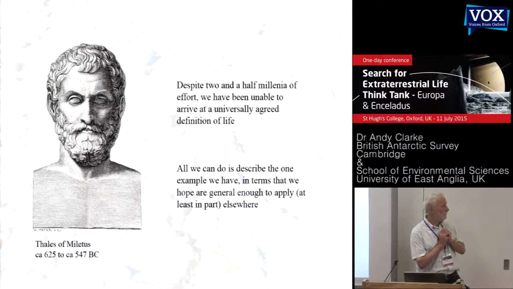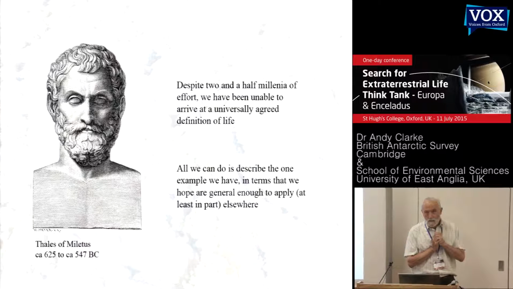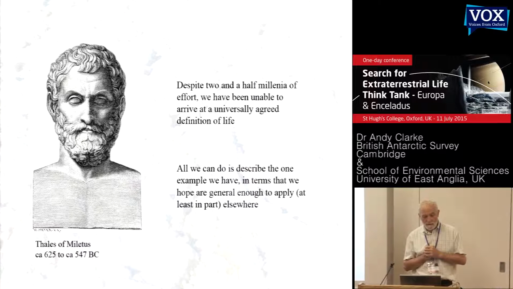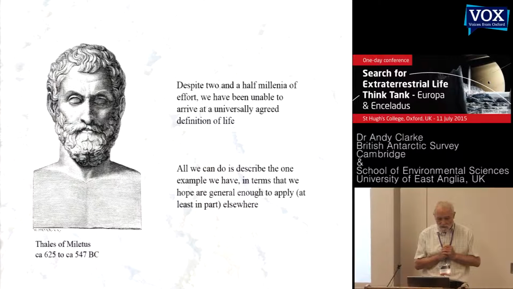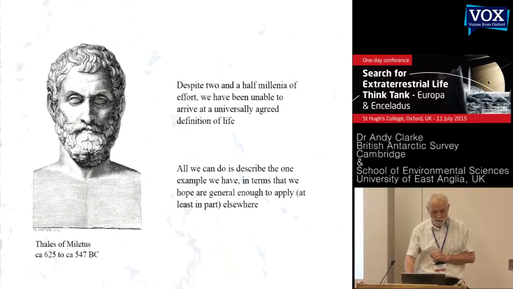Now, despite 2.5 millennia of thinking about it, we've been unable to arrive at a generally accepted consensus definition of life. All we can do is describe the example that we have in front of us. And the figure you see there is a representation of one of the people who is regarded as the first really important thinkers about life, and that's Thales of Miletus. We don't actually know what Thales looked like. This is what somebody thinks he looked like.